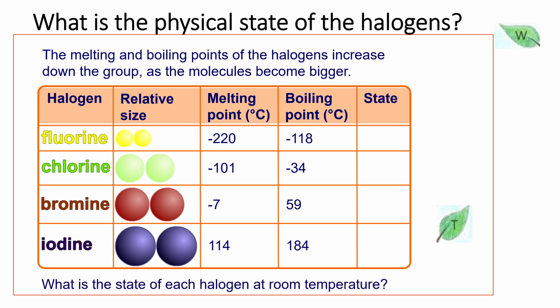So, a little quick task for you. What is the state of each halogen at room temperature? Room temperature is 20 degrees. So pause this, have a little think. What state do you think they are? Okay, hopefully you've paused it and had a go at guessing the state, and you've got a choice of solid, liquid, or gas. Fluorine at 20 degrees will be a gas. So will chlorine. Bromine will be a liquid because 20 degrees is lower than the boiling point. And iodine will be a solid.